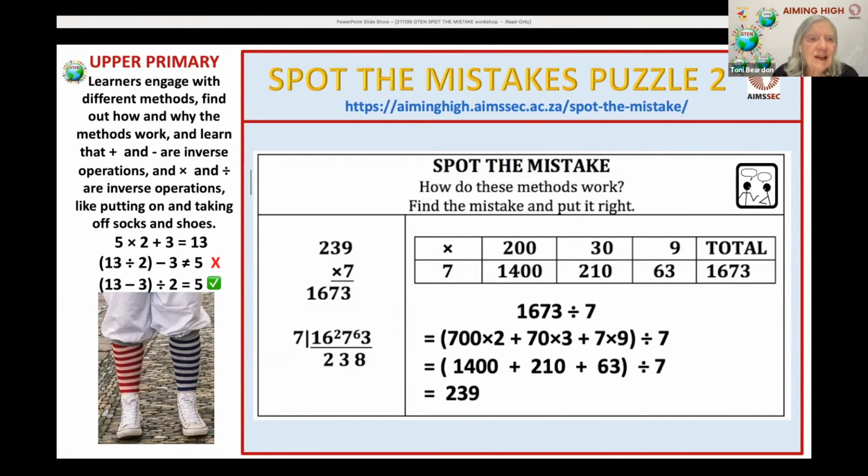So if you just take here 5 times 2 add 3. You do that because you do the multiplication first. You've got 10 add 3 and you get 13. Now, if you want to undo that, if you take the 13 and divide by 2 first, then you get 6.5. And if you subtract 3, you don't get 5 as your answer. So if you start with 13 and do that, you don't get back to 5.